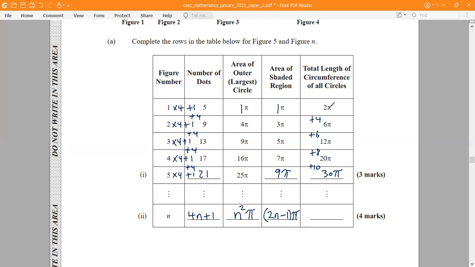Okay, last column. All right, the row of the last column. So we are seeing we are multiplying 1 times 2 to get 2, and 2 times 3 is 6. 3 times 4 is 12. 4 times 5 is 20. 5 times 6 is 30. So we are multiplying the figure number by 1 more than itself. So we are saying n multiplied by n plus 1, and then we are multiplying that by pi. So n times n plus 1 multiplied by pi. That's the answer for part A.